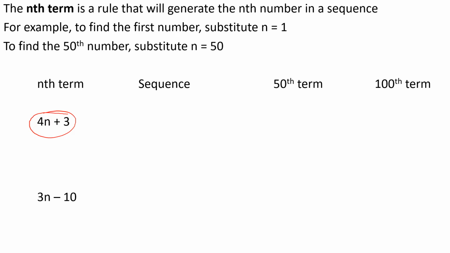Namely, if we want to find the first term, then we would sub in n equals 1. If we want to find the second term, we'd sub in n equals 2. If we want to find the third term or the fourth term, well, you get the idea. So how does that work here?